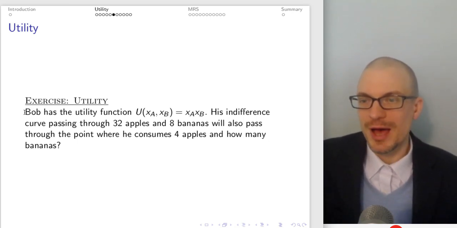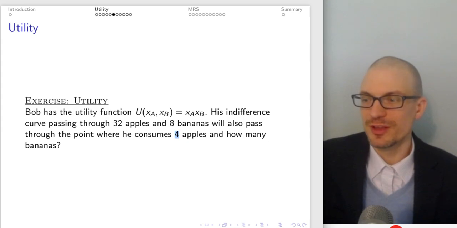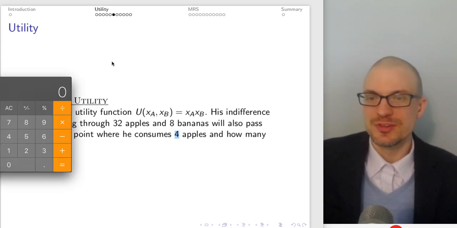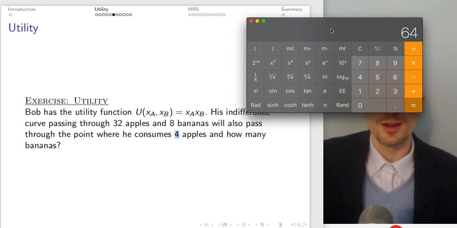Here's an example. Bob has Cobb-Douglas utility. Bob's indifference curve passes through 32 apples and 8 bananas. It'll also pass through the point where he consumes 4 apples and how many bananas? We have to find Bob's utility level. Bob's utility level from 32 apples and 8 bananas is 256. To stay at that level but consume 4 apples, Bob needs 64 bananas.